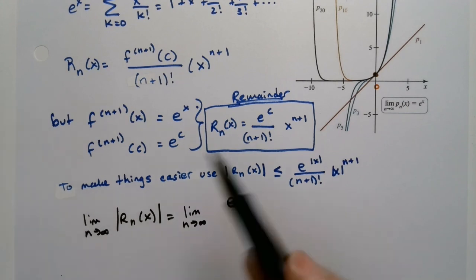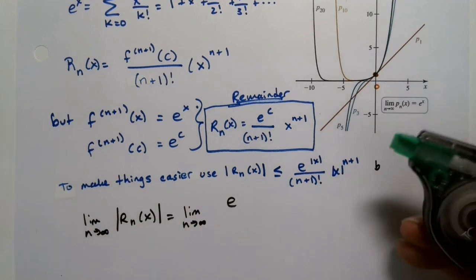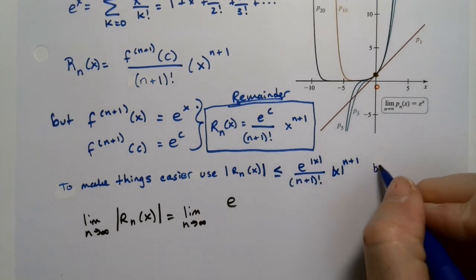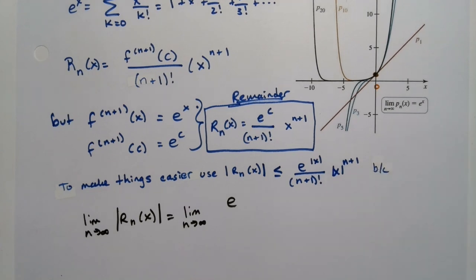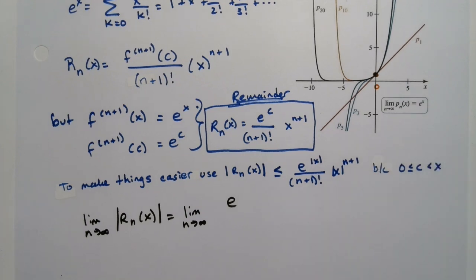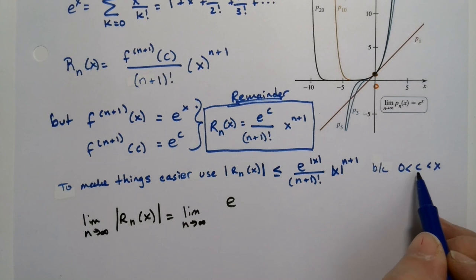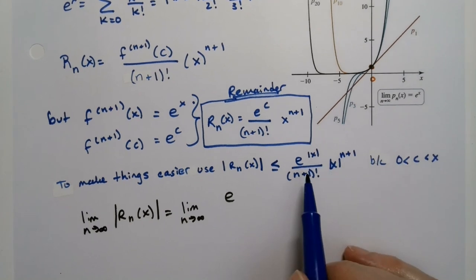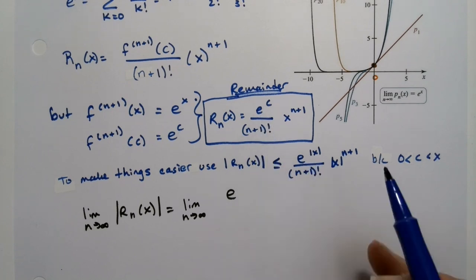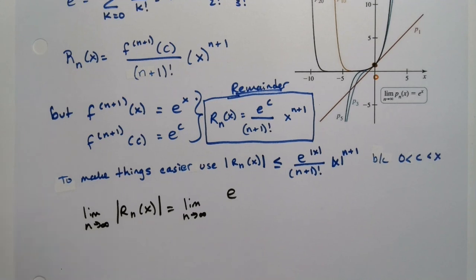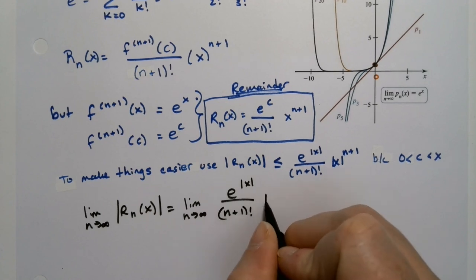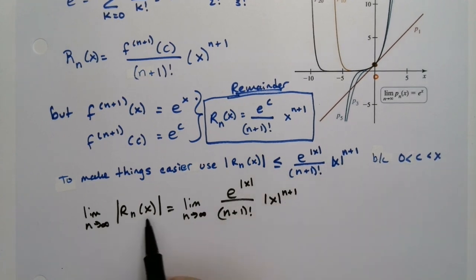The reason being because c has to be between a and x, right? C is a constant. So 0 is less than c, which is less than x, right? C is between those two. Sorry, just less than. So if c is between them, then if you just use absolute values, then this will always be less than e to the x because c is less than the absolute value of x. That's all. All right, so that way I can use e to the absolute value of x over n plus 1 factorial, absolute value of x to the n plus 1, because I'm taking the absolute value of the whole thing.